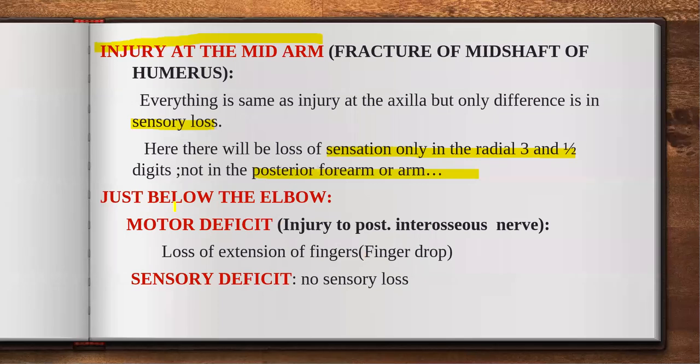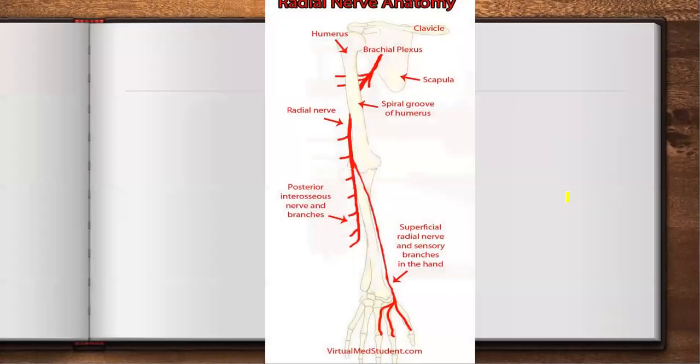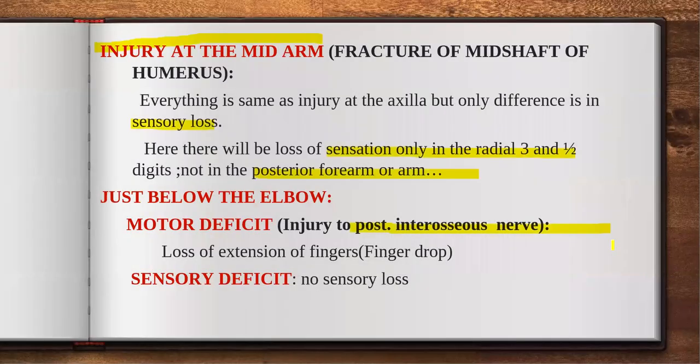Next important is if it's injured just below the elbow. If it is injured just below the elbow, most of the time it injures the posterior interosseous nerve. So let's go to the picture again. So just below the elbow, like here, most of the time it injures this posterior interosseous nerve. The exceptional thing about the posterior interosseous nerve is that it doesn't give any sensation to your arm, forearm, or finger. It's a completely motor nerve, which means the only motor function it does is the extension of your finger.